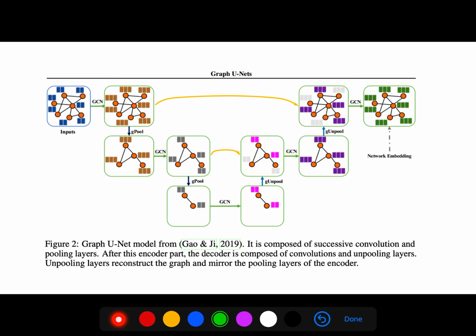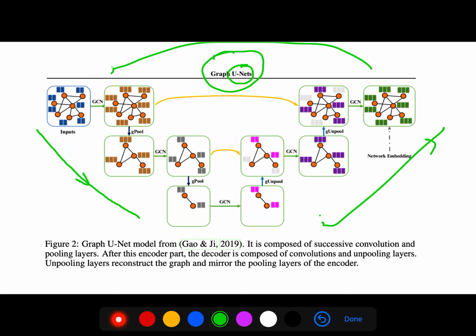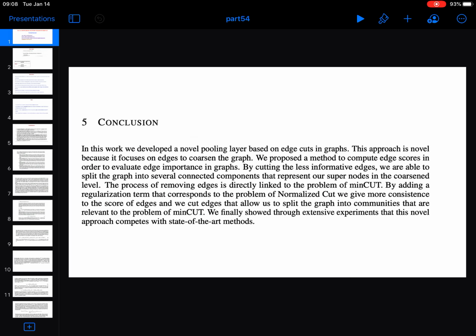Graph U-Net, they use U-Net for image segmentation, but then some genius person generalized it to graphs. Now this is the architecture of Graph U-Net, where we downsample, and then upsample, and then there is the reconstruction error. And then that's it.